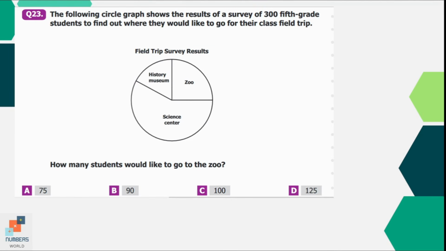Question number 23. The following circle graph shows the results of a survey of 300 fifth grade students to find out where they would like to go for their class field trip. How many students would like to go to the zoo?